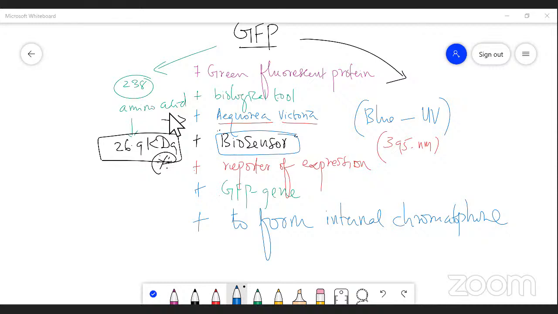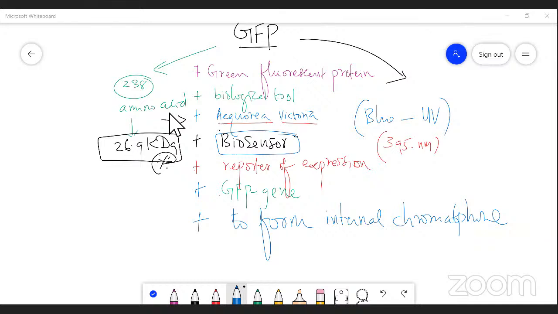Then what is used as a reporter of expression? GFP gene. Right. Very good. Then could you mention the wavelength which is applied when we use GFP? 395 nanometer. Very good. Will you mention the color? Blue to ultraviolet. Very good. It is also used as a tool, right? Once again, will you mention the name of the jellyfish from which it comes? Aequorea victoria. Very good.